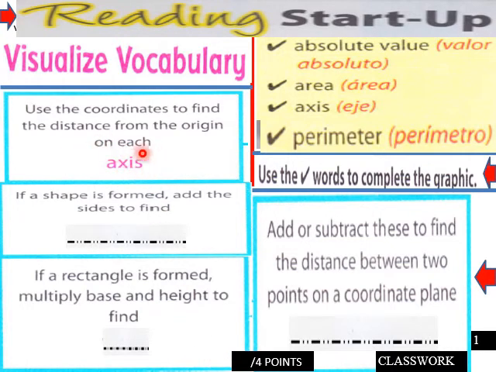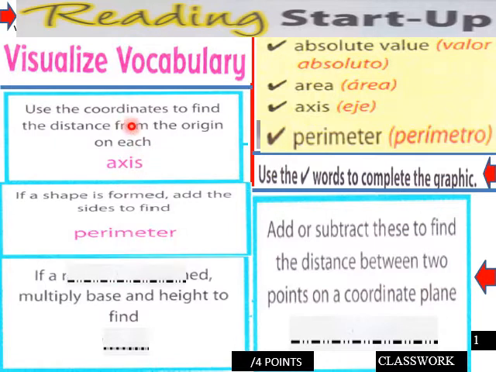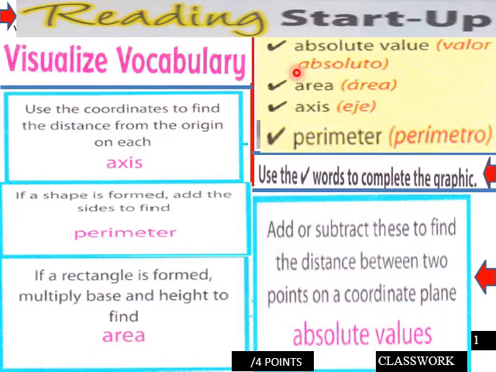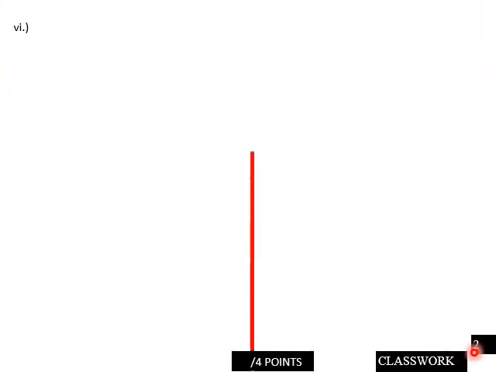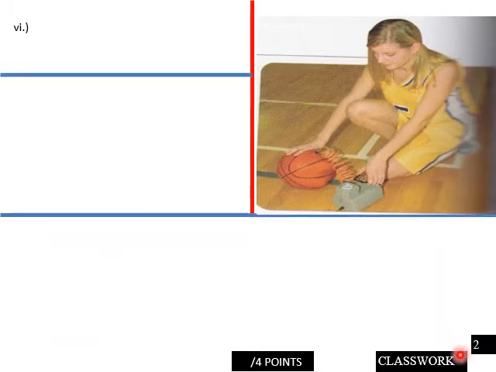Axes, to find the distance from the origin on each axis. Perimeter, if a shape is formed, add the sides to find the perimeter. Area, if a rectangle is formed, multiply base and height to find area. Add or subtract these to find the distance between 2 points on a coordinate plane. Those would be absolute values. Page 1 on your classwork. Page 2 on your classwork.